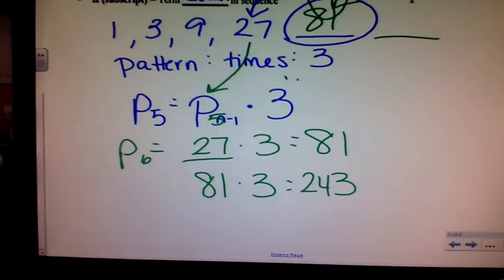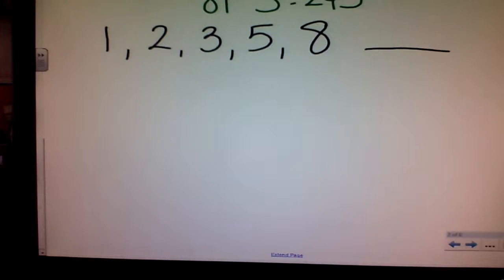Okay, so does that make sense? Okay, so if I was given something like, let me see if I can do this without messing it up. 1, 2, 3, 5, 8. It's the same type of thing that we did for that number 4.